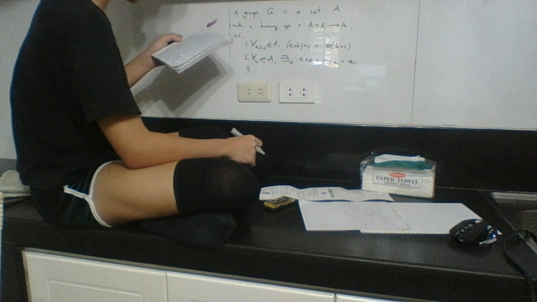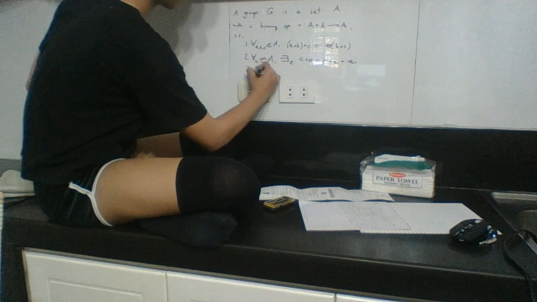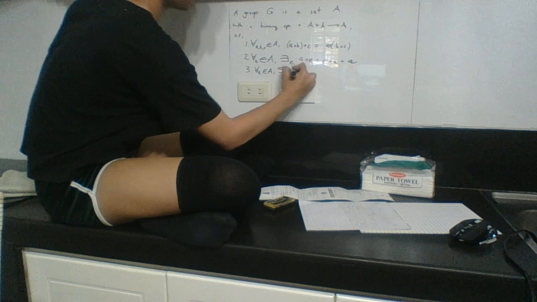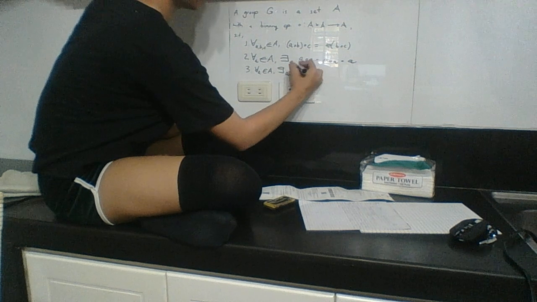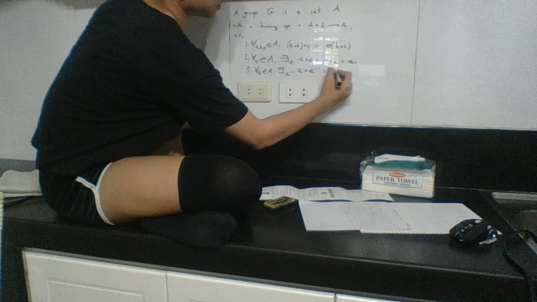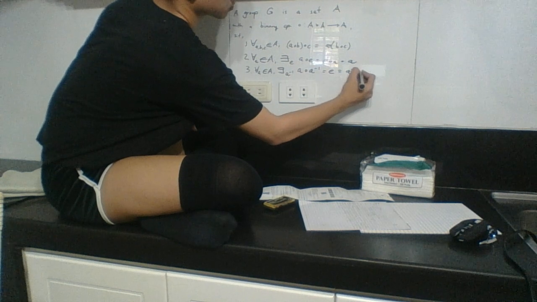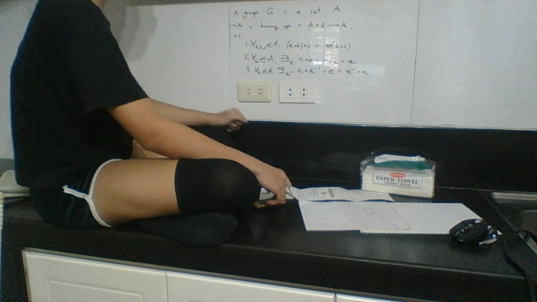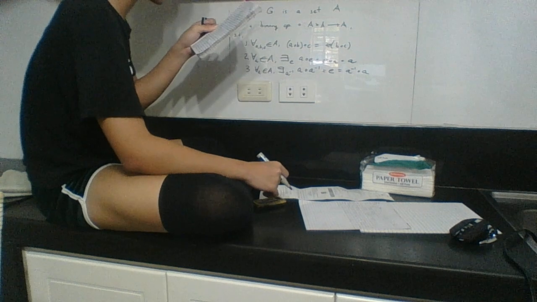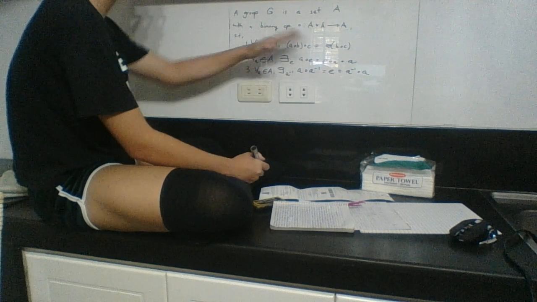And three, for all a inside big A, there exists an a to the minus 1, called an inverse of a, such that a circ a to the minus 1 is e. It's the same as a to the minus 1 circ a. Okay, so I know you think this is a bunch of garble, but I will explain it later. So last requirement. Oh wait, no, that's not a real requirement. Okay. So there are only three main axioms.